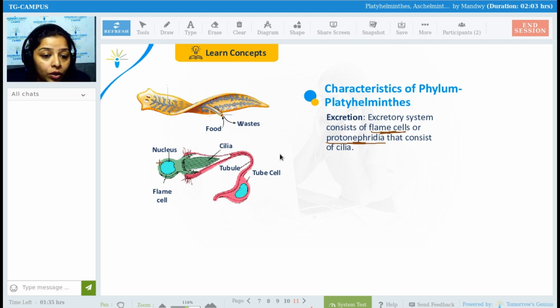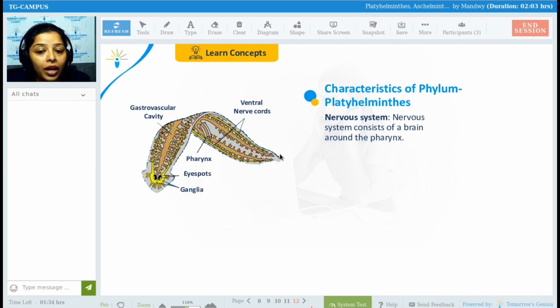So this one is the complete structure. It is the flame which has cilia, and this is the base like a candle. So this is the candle, this is the flame, and all together it is a flame cell. Clear? This is the reason why the excretory system is called flame cell.